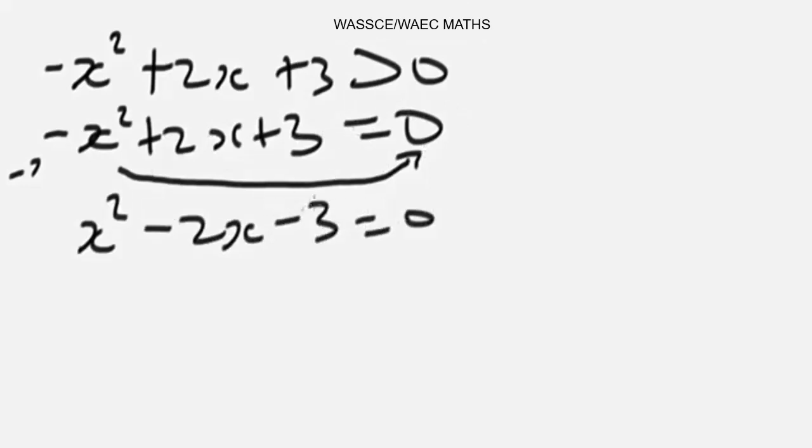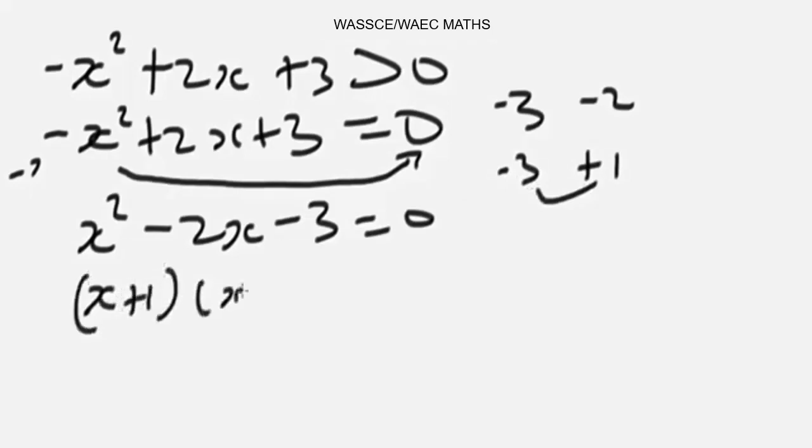Now, let's get factors. What are two numbers that you multiply, you get negative 3, and when you add them, you get negative 2? Okay, so let's experiment with negative 3 and plus 1. Negative 3 times plus 1 gives negative 3. Then negative 3 plus 1 gives negative 2. So this will work. So we're going to have (x plus 1)(x minus 3) equals 0.